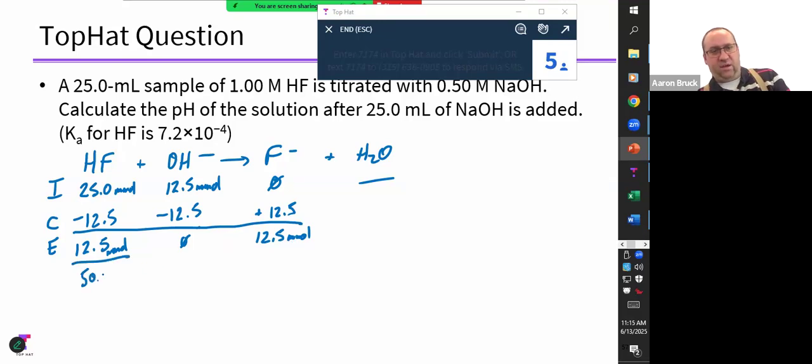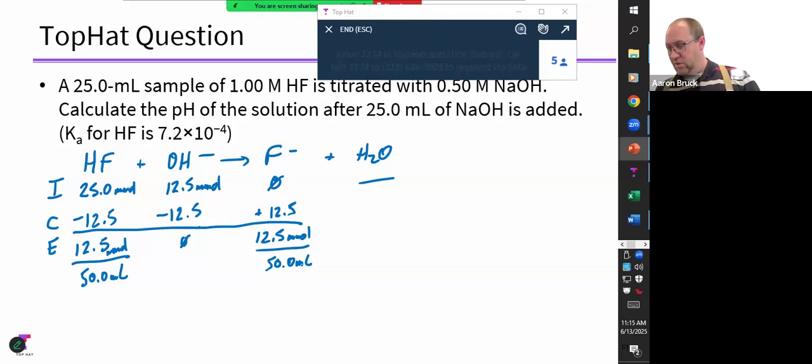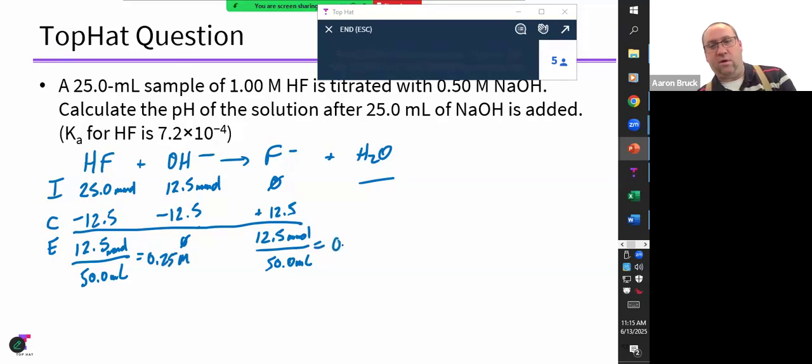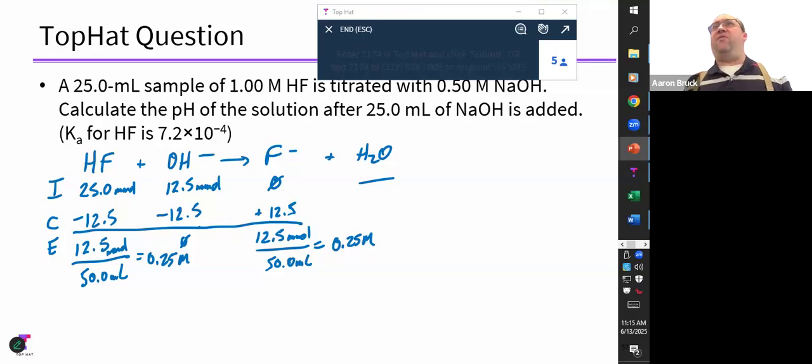This is now in 50 milliliters of solution. Now, one thing that we can recognize is that the two concentrations here are going to be identical. 12.5 divided by 50 for each. So 0.25 molar for both. But now it comes to recognition time. Okay, well, where are we? I have considerable amounts of each conjugate present. By definition, that's a buffer. The Henderson-Hasselbalch equation needs to be where I go.